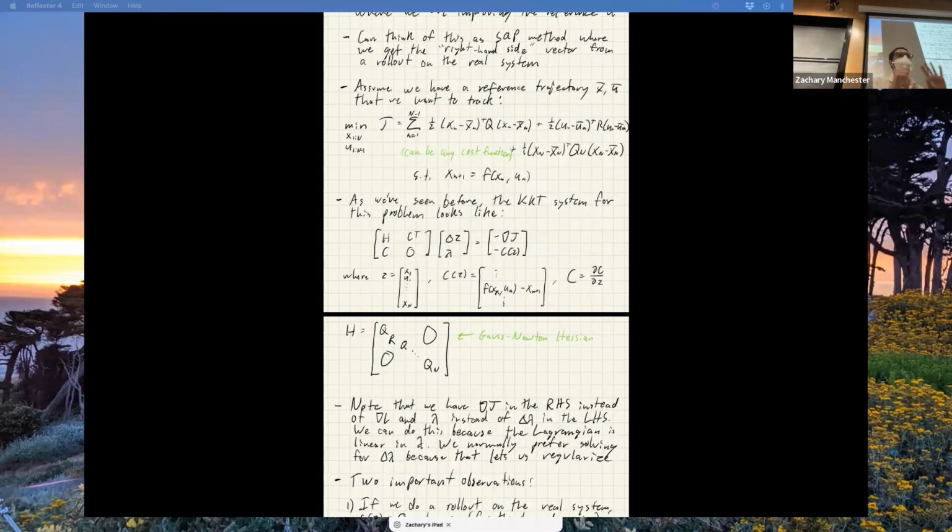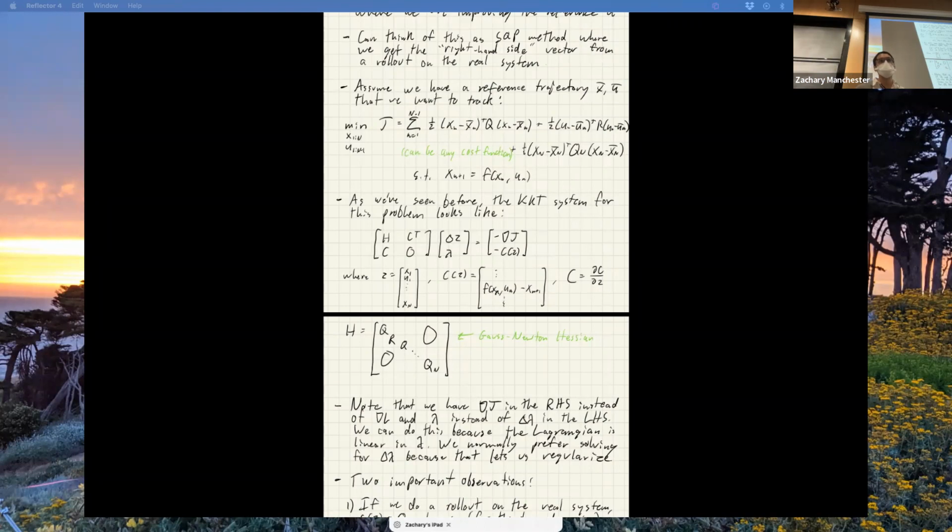So by definition, basically that C of Z has to be 0 on the true physics, right? Not necessarily my crappy model. So I'm going to set it to 0. And then I'm going to use the data to evaluate the cost gradient on the right-hand side as well. Does that make sense?